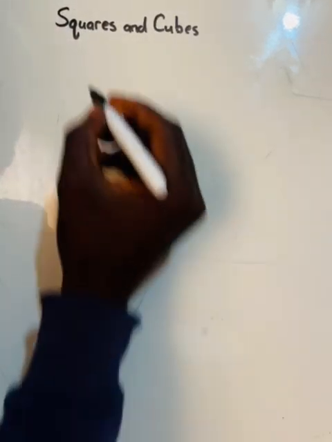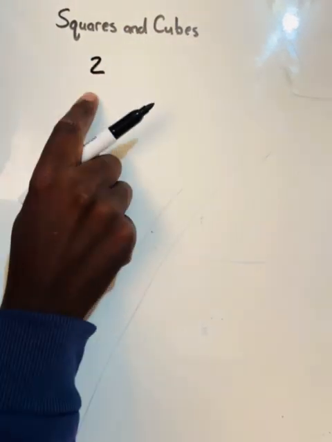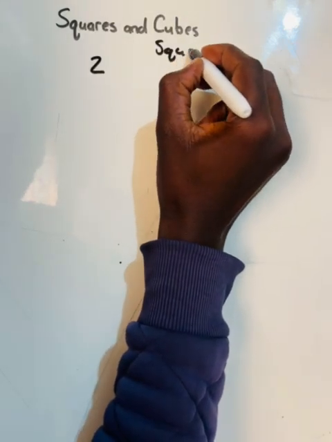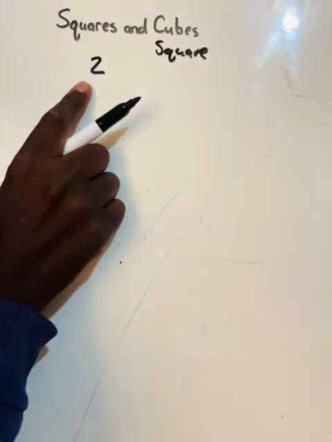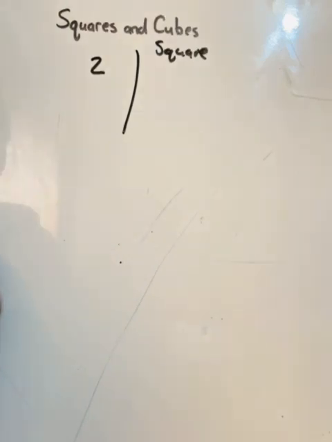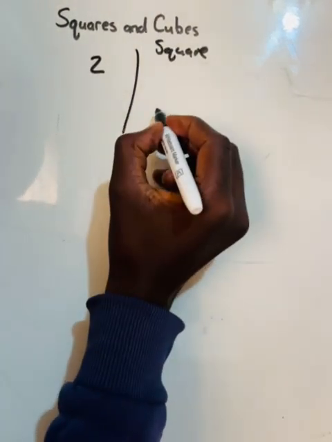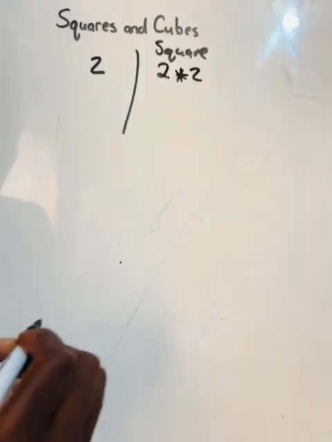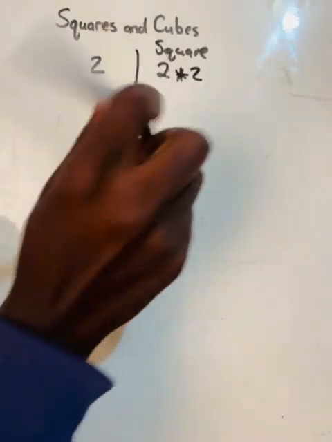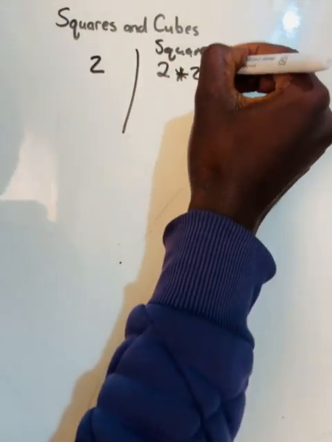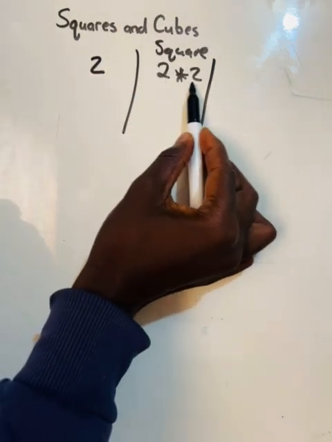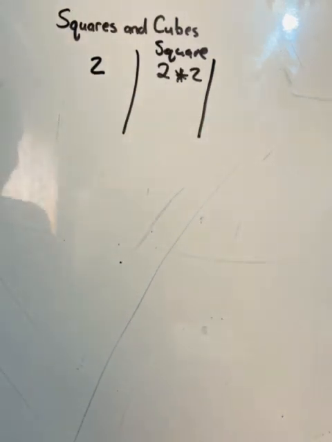If we are given a number 2, and they say that they want us to square this number 2, what it simply means is 2 multiplied by 2. This is to square. So if we write it like this, we have squared.